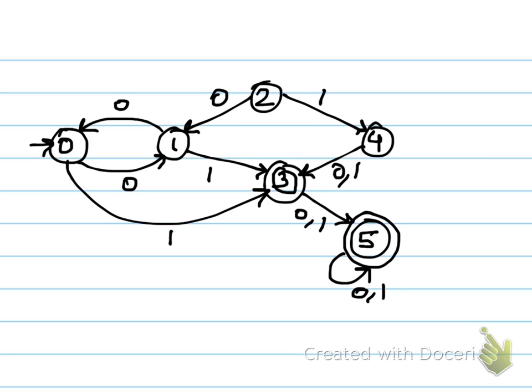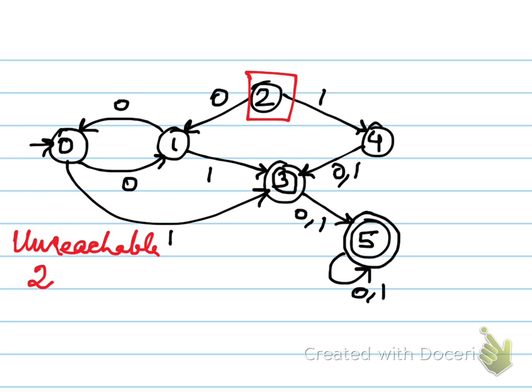Now let us see if there are any unreachable states. If we look at this DFA, we'll find that all the states have some arrows entering and some arrows leaving. But state 2 has only two arrows, which are transitions out of this state, and no transition into this state. So you cannot reach this state from the start state. So 2 is an unreachable state.